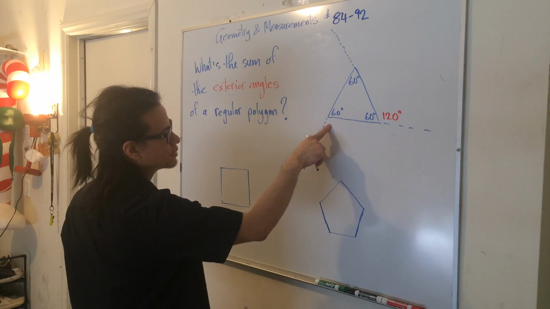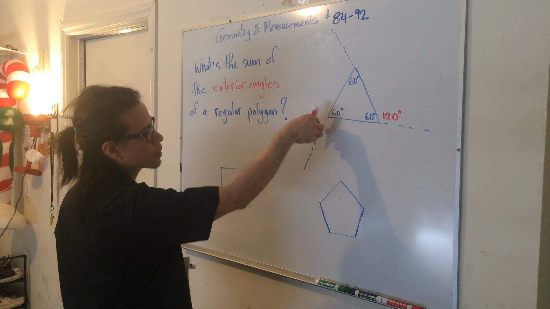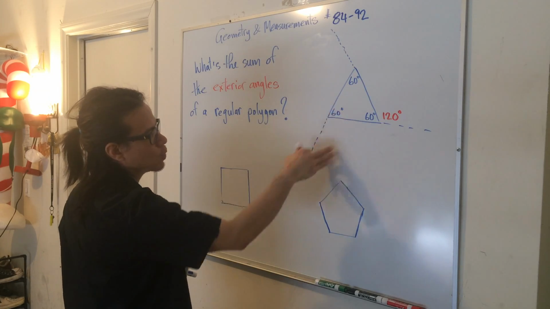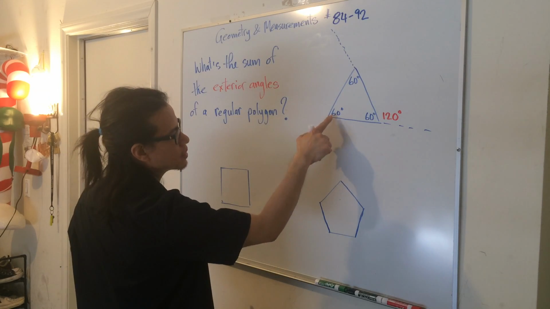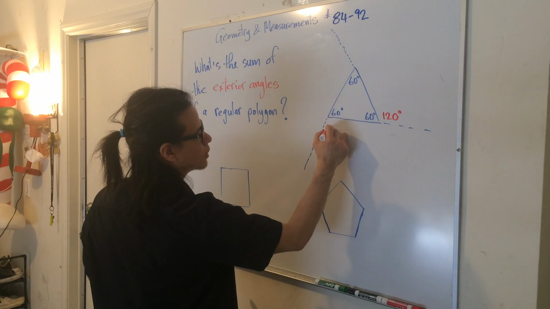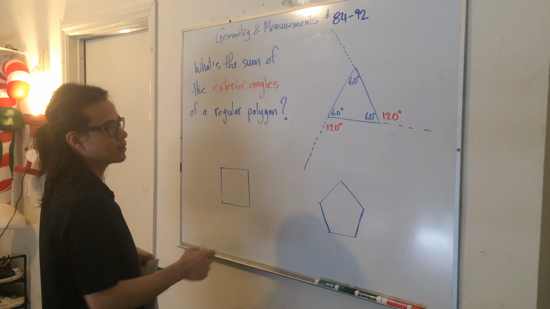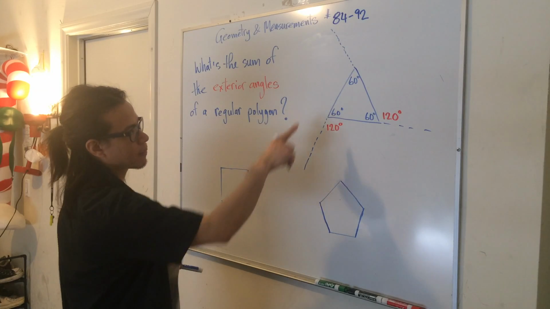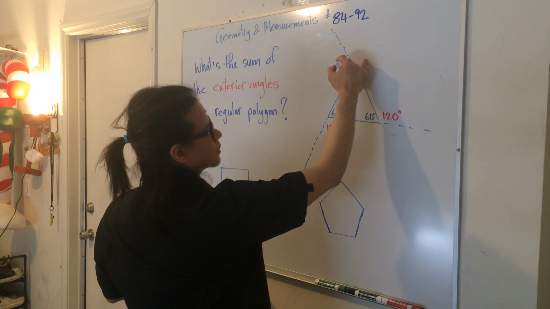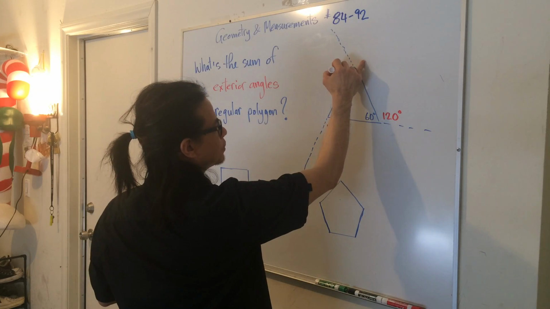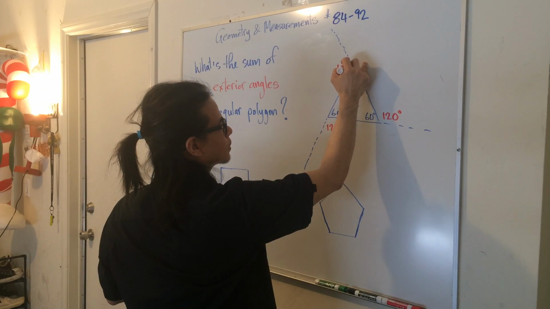And then we have another exterior angle here. So again, this is a straight angle, equal to 180. So if that's 60, this is 120 degrees. You get the idea? So likewise, the supplementary angle of 60 is 120.